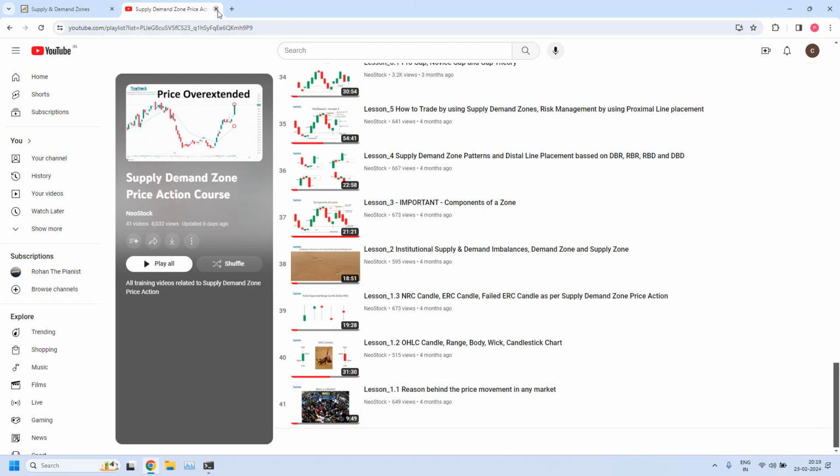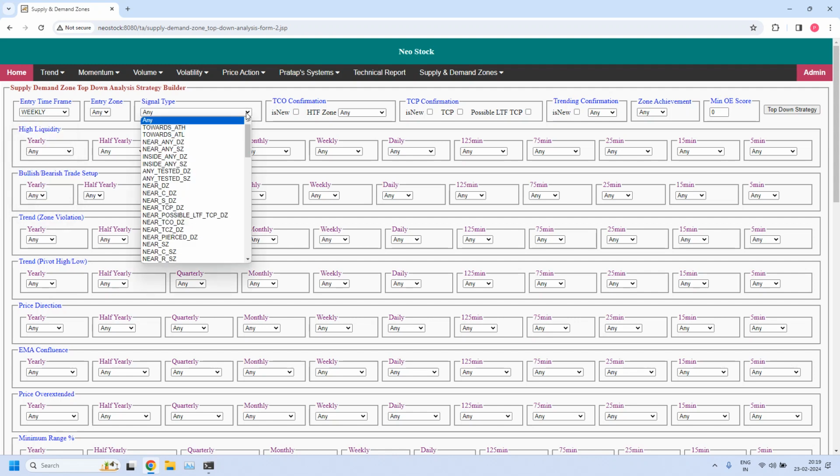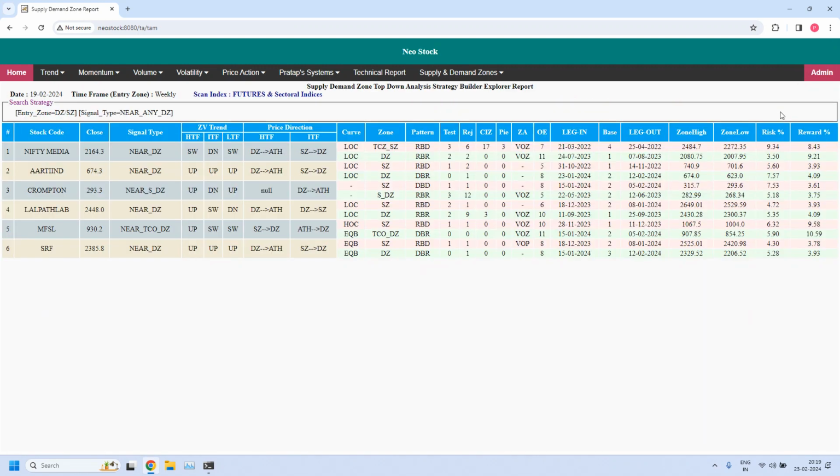Now let us get into report generation with the help of NeoStock software, the strategy builder, supply demand zone top-down analysis strategy builder. And the entry time frame is weekly. Let us find the stocks near weekly demand zone. These 6 stocks are filtered.